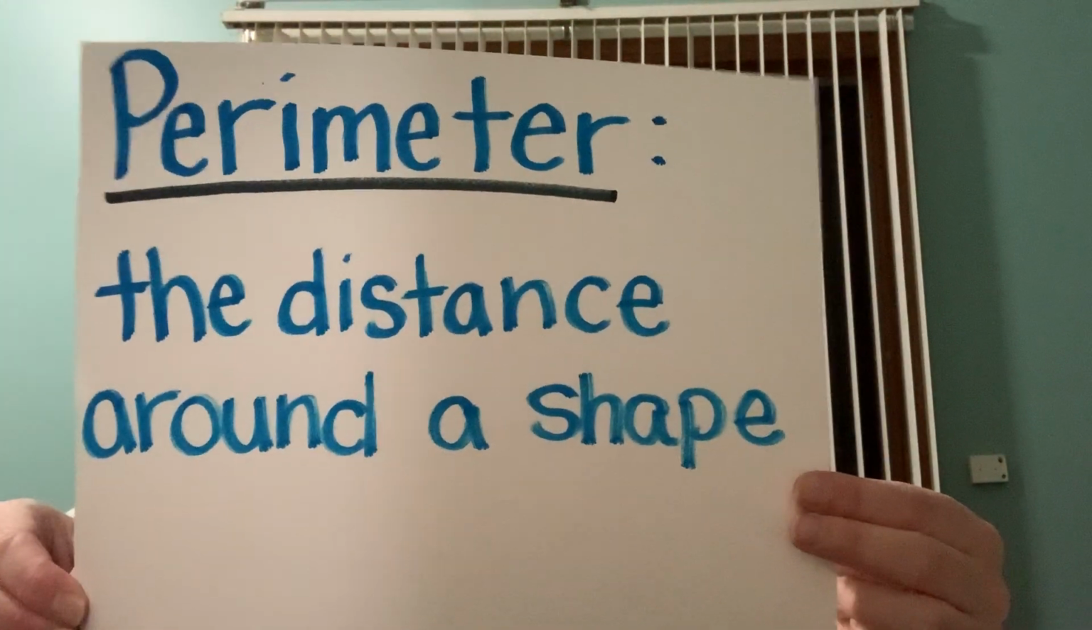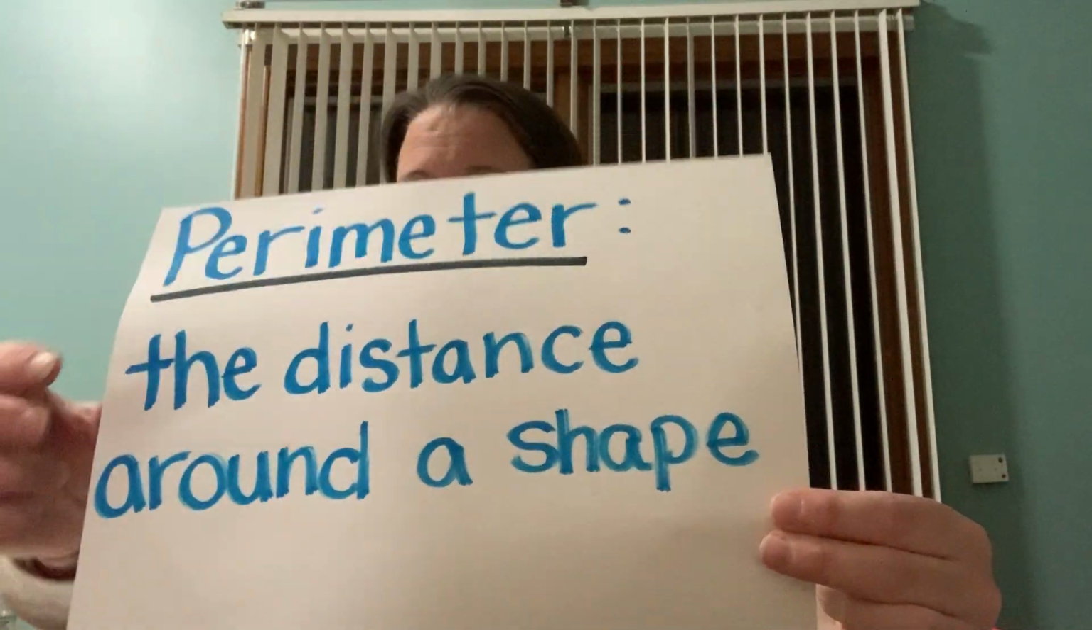Today you are beginning a new unit, which is super exciting. And we are going to be starting off with something called perimeter. You might have heard of this word before, but we're going to go a little bit more in depth today with what perimeter is and showing some examples of it. Okay? So the definition of perimeter is the distance around a shape.